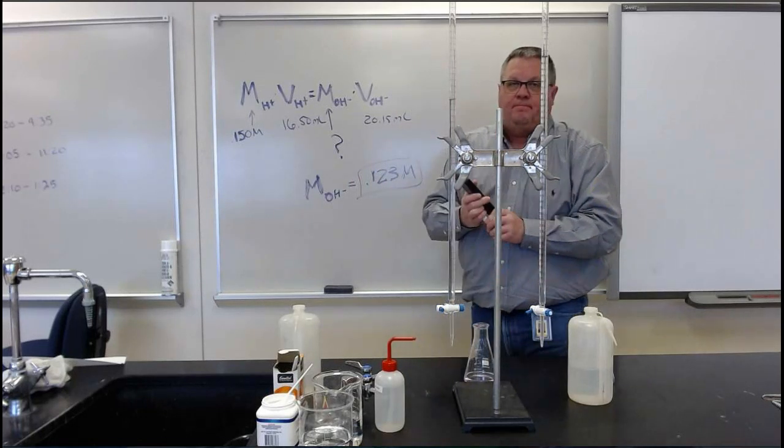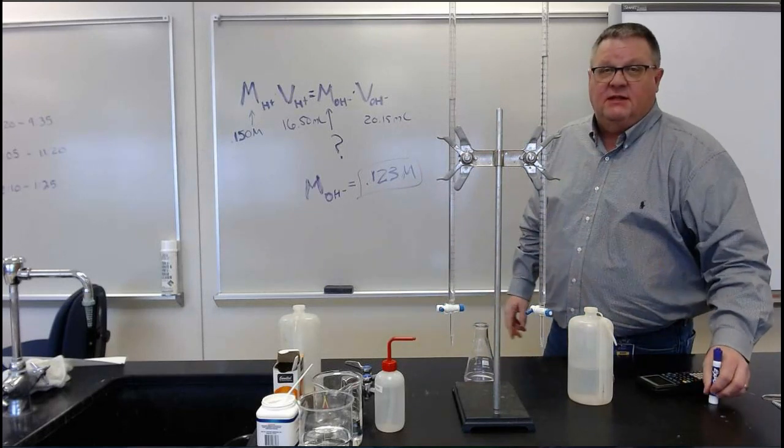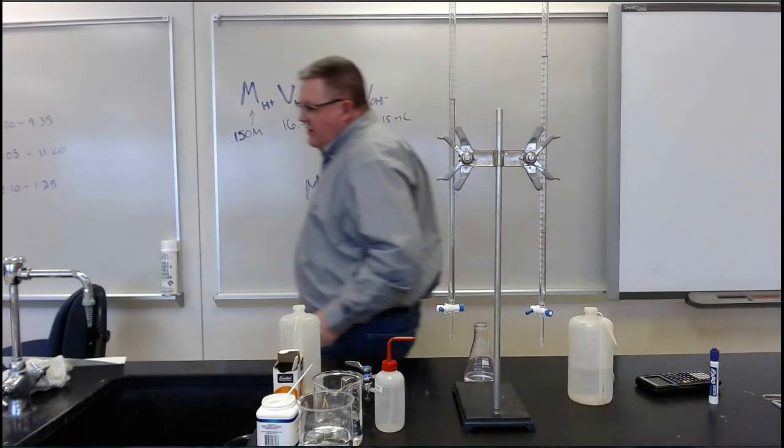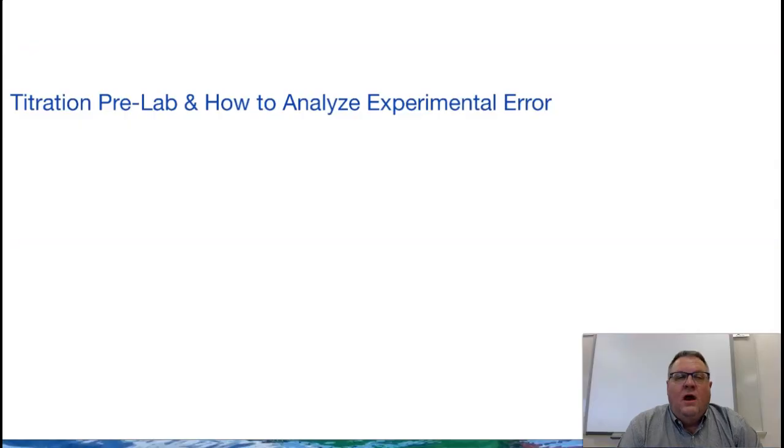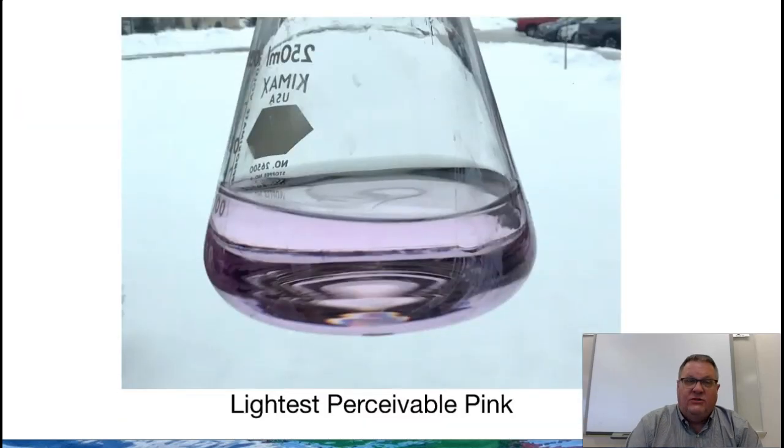Okay, get out of the way so you can see that. That's what you're going to be doing virtually in our pivot lab. Okay. All right. So that was how to do a titration if you actually did a hands-on titration. Here's a picture that I took out the window of the chemistry lab here. Had better light. That's kind of lightest perceivable pink.